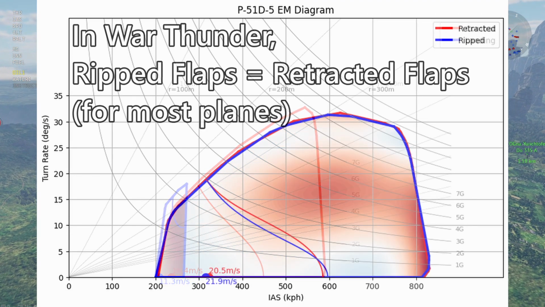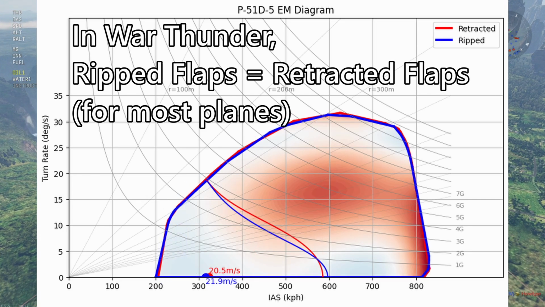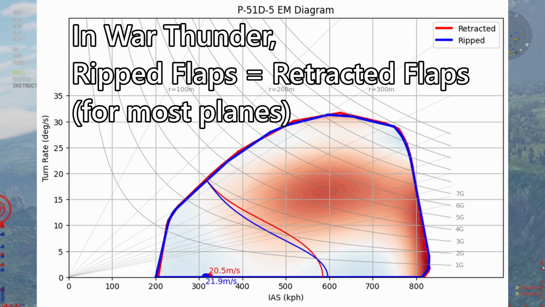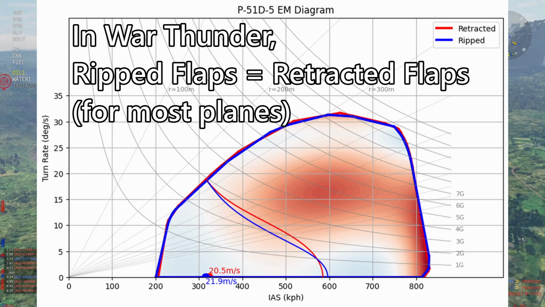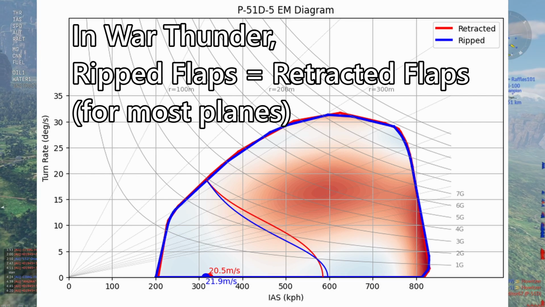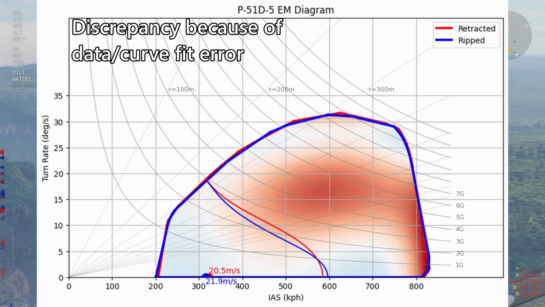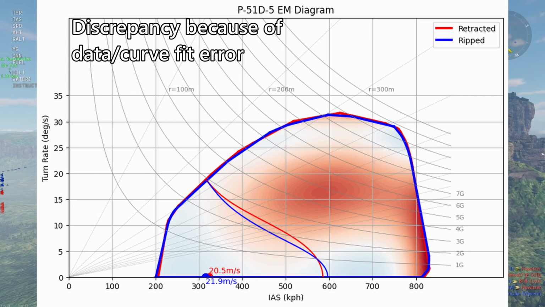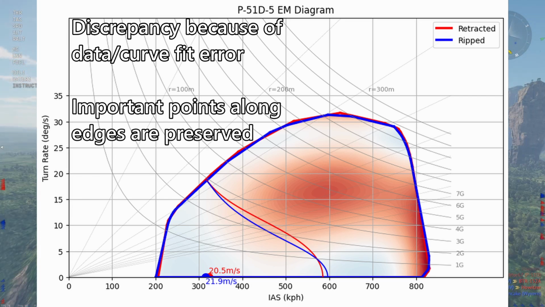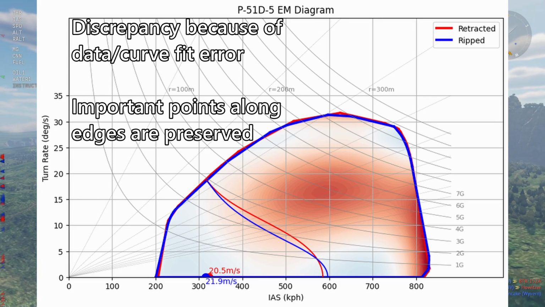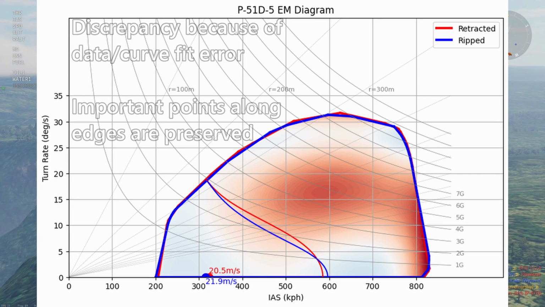Ripping the flaps off causes the plane to fly basically the same as with the flaps retracted, because of the way that Gaijin models flaps to not have any surface area themselves. You can see that there are discrepancies between the two graphs, but these are due to the sort of messiness of the data and fitting. The main points of interest like climb, turn rate, max speed, and everything else are roughly in the same spots.